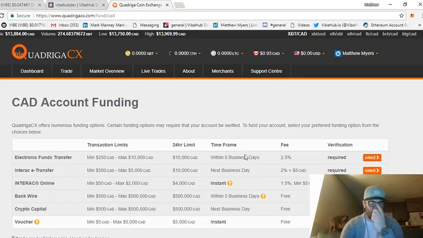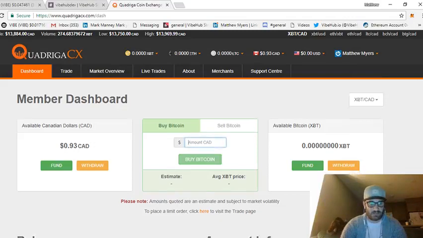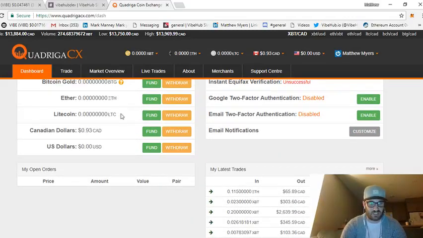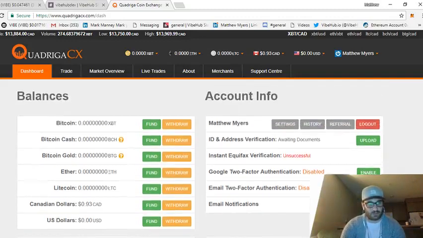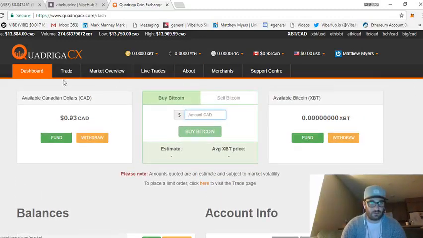Once you're able to do that, you email the money on, and then you'll go to your balances, and you'll just see your balance show up here. So let's say you put on $5,000, or $1,000, and you'll see that there. So now you want to use those Canadian dollars to buy Bitcoin. So then you go to trade.